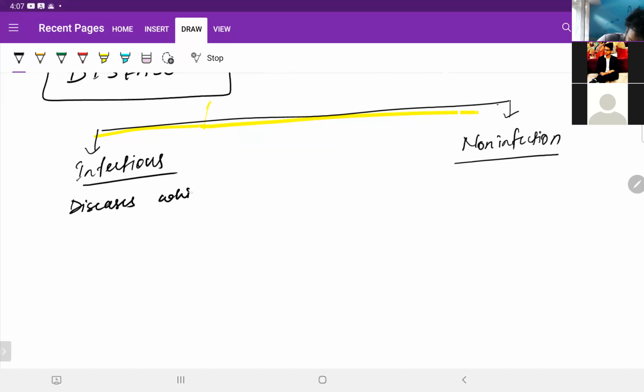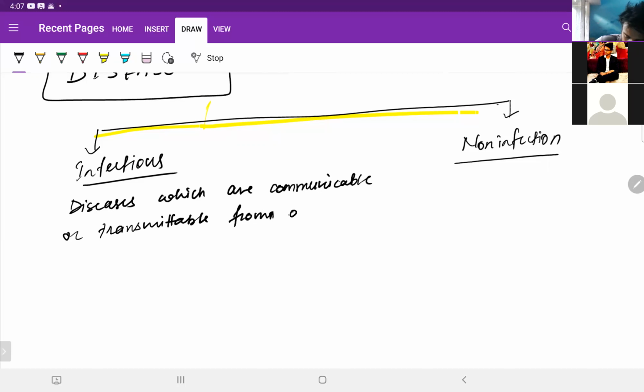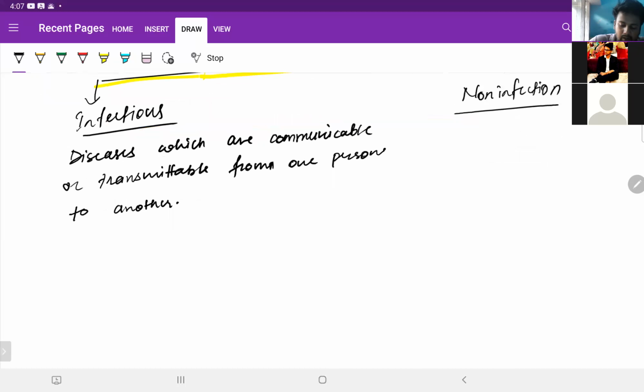Diseases which are communicable or transmittable from one person to another, right? So these are called infectious diseases, while non-infectious diseases are simply non-communicable, or you can say non-transmittable, right?